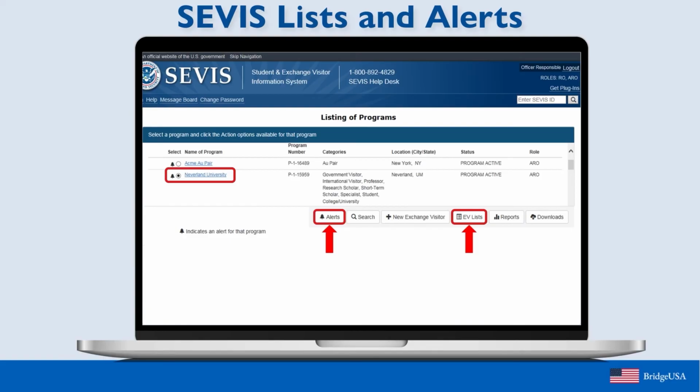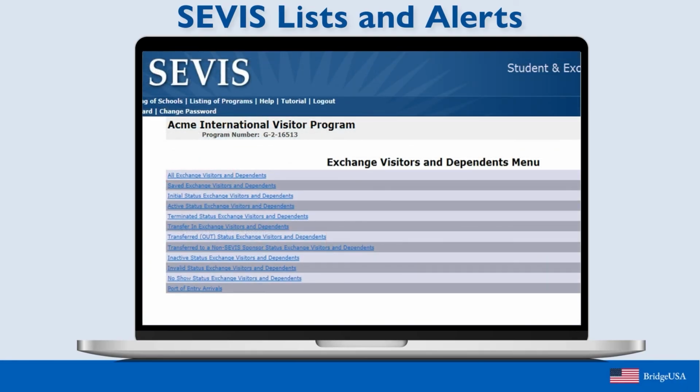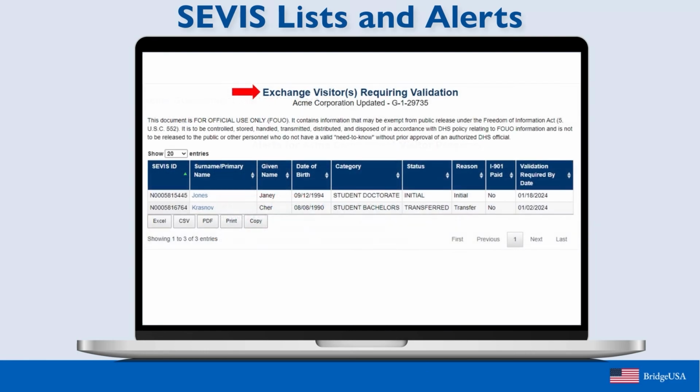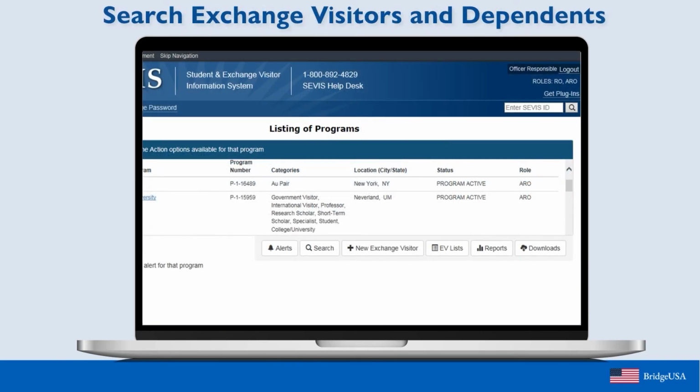SEVIS has lists and alerts to help you keep track of the exchange visitor records that you created. The lists will help you locate groups of records in the same status, such as all initial or active. Alerts will help you to identify records that require attention because of an approaching deadline. For example, the exchange visitors requiring validation alert includes records that are in initial or transferred status and may need to be validated. If you are looking for specific records, there are several ways to search for them.